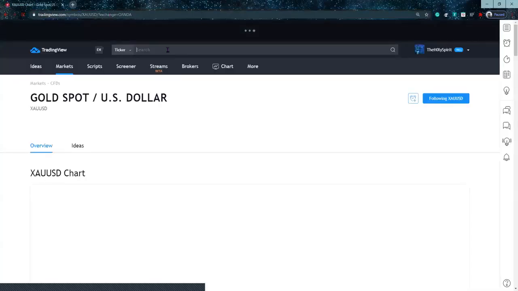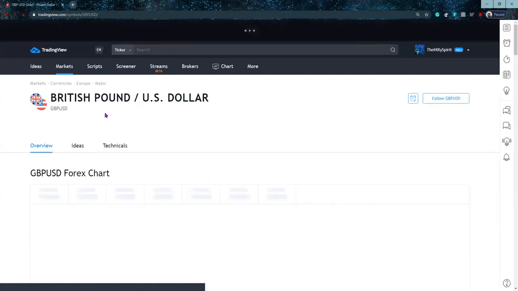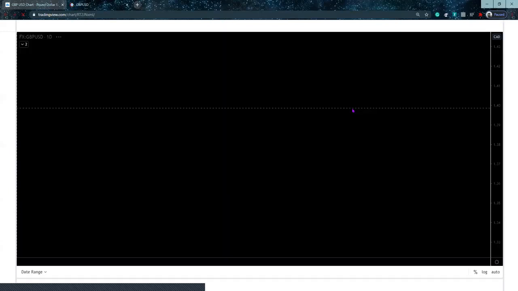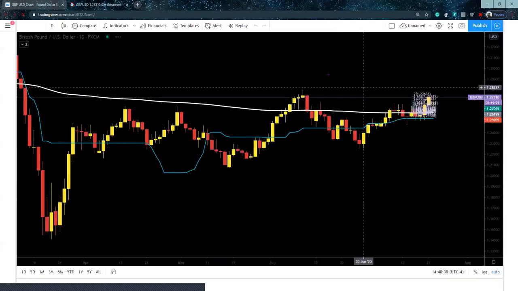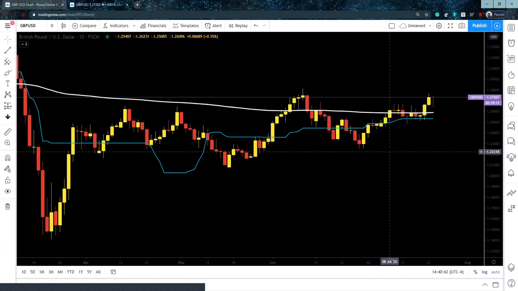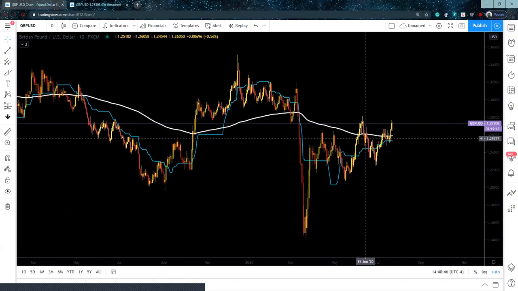I'm going to show you an actual example of this on a chart. So let's go to GBP USD, which is the Great British Pound to the US dollar, right? Let's go check this out. Now, let's get rid of all our drawings real quick. Cool. Now, these are a little bit different candles from what you see on your normal TradingView.